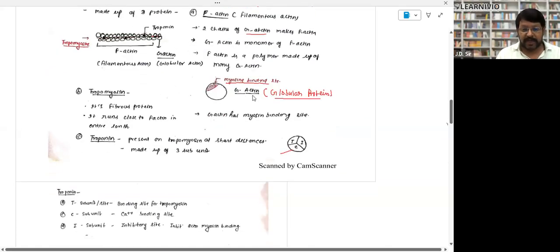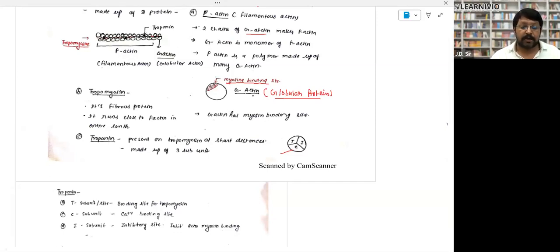This is the structure of G-actin protein. This is a globular protein. This globular protein has a particular site, which is called the myosin binding site. We have already seen in meromyosin, there is an actin binding site. Tropomyosin is a fibrous protein. It runs close to the F-actin. Then troponin protein. Troponin is present on the tropomyosin at short distances.